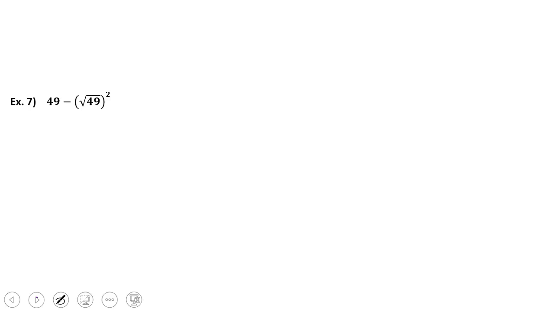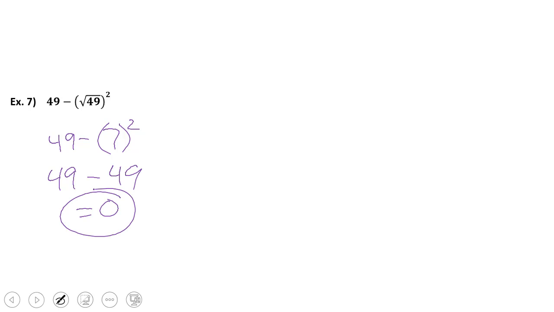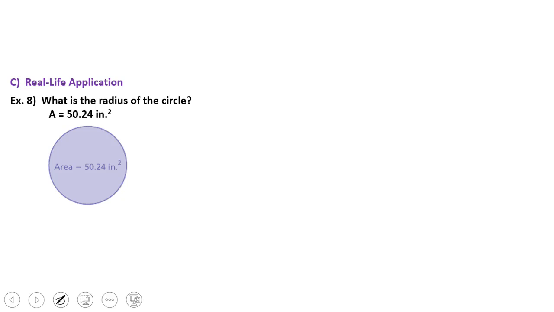So looking at what we have over here, we do have the radical sign with parentheses around it. That's telling us we're going to square this square root of 49. So we have 49 minus, well, what's the square root of 49? That's right, it is 7, and 7 is now going to be squared. So that's 49 minus 49, and that is equal to 0. So a couple basic examples, not a whole lot. Let's do some real-life examples.